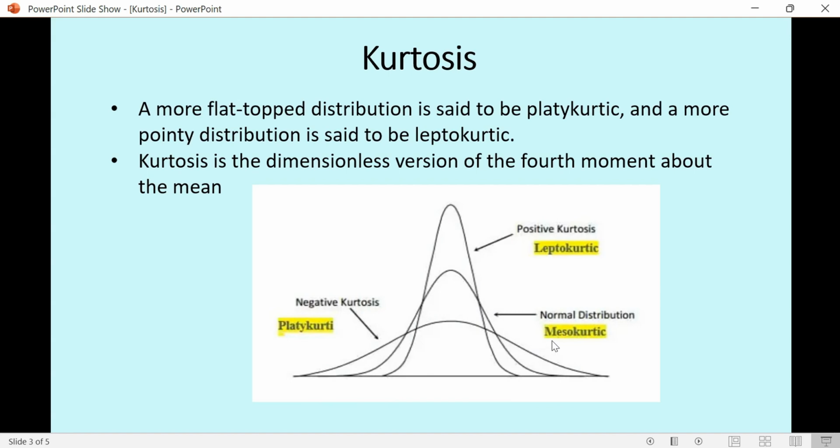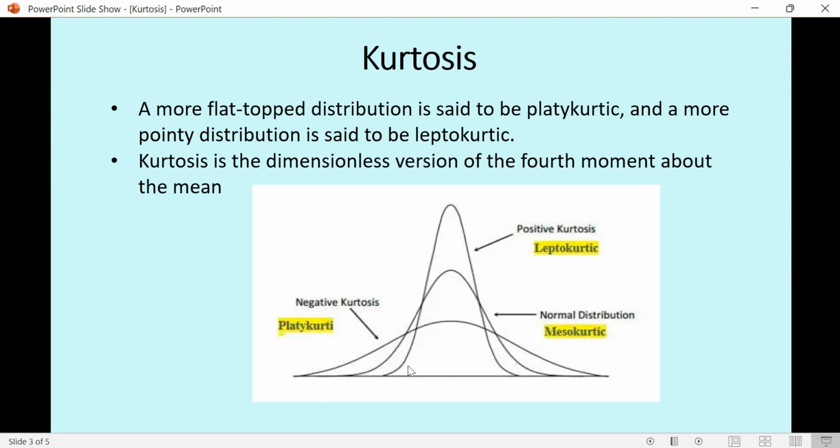and it is called mesokurtic. But if the data has this very flat shape, this is a probability density curve, right? If this density curve is very flat, this is called platykurtic, and it is negative kurtosis for the data.